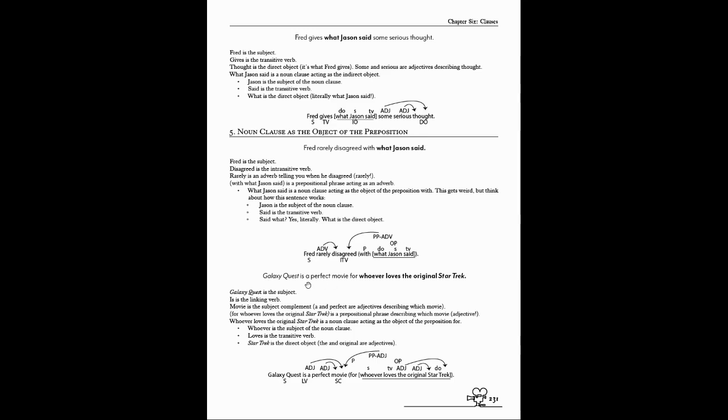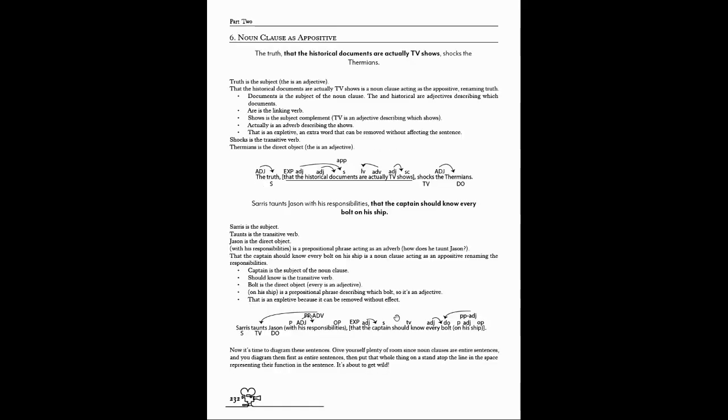Or Galaxy Quest is a perfect movie for whoever loves the original Star Trek. That was very true. But for is introducing my prepositional phrase. So for, and then whoever, subject, loves, transitive verb, original Star Trek. Star Trek being the direct object. So you have a Steve Doe in the middle of a Slivisk. Actually, you have a Steve Doe as part of a prepositional phrase. It's just the object of the prepositional phrase. So noun clauses can do that.